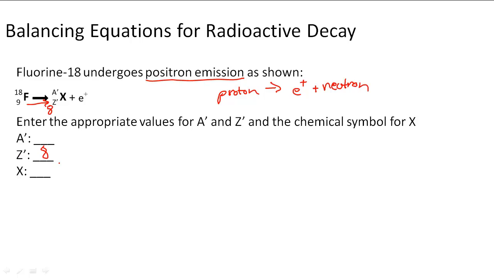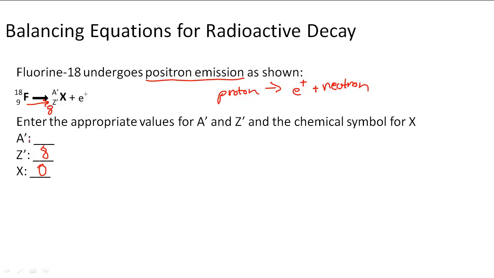And now that we know that it's 8, we know that atomic number 8 is going to reveal to us the chemical symbol for that atom, because we can go to the periodic table and see what has an atomic number of 8, and we know that's oxygen. So X is actually oxygen.